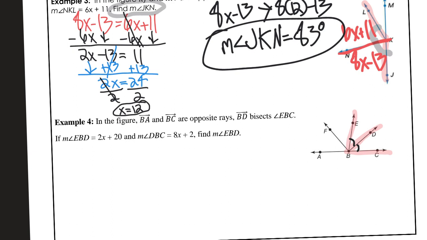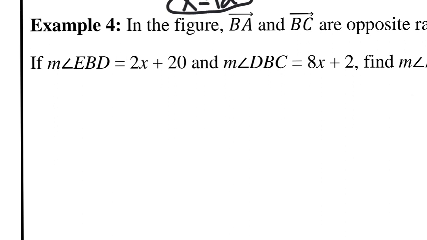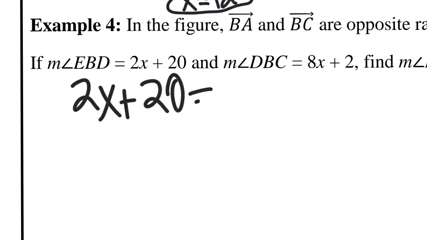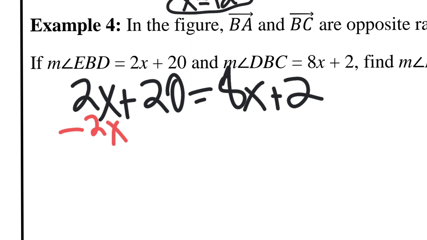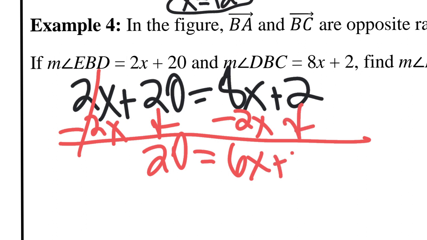So that means we're going to do it pretty much the exact same way as example 3. We're going to take these two expressions, 2x plus 20 and 8x plus 2, and set them equal to each other and just solve for x, and then we can plug it back in to find the angle measure. Okay, so I see that 2x is smaller than 8x, so since it's a positive 2x, I'm going to make it minus and get it to the other side, and then that means I can bring down this 20 equals 8x minus 2x is 6x, bring down the plus 2.